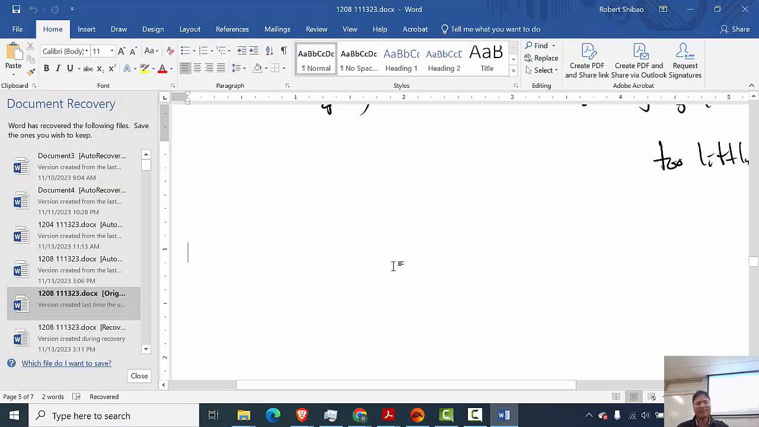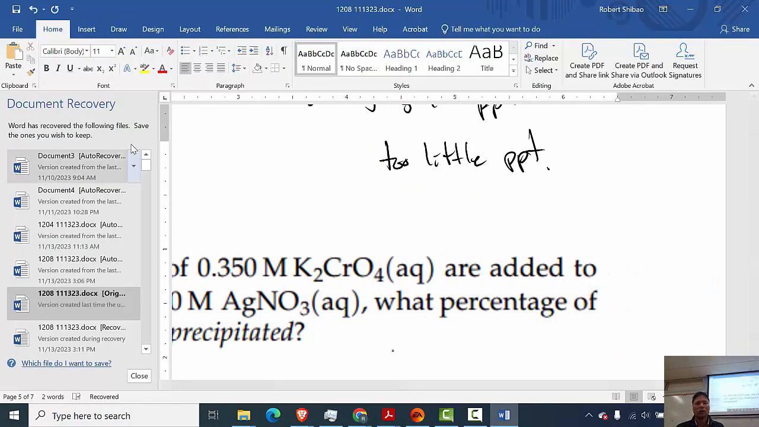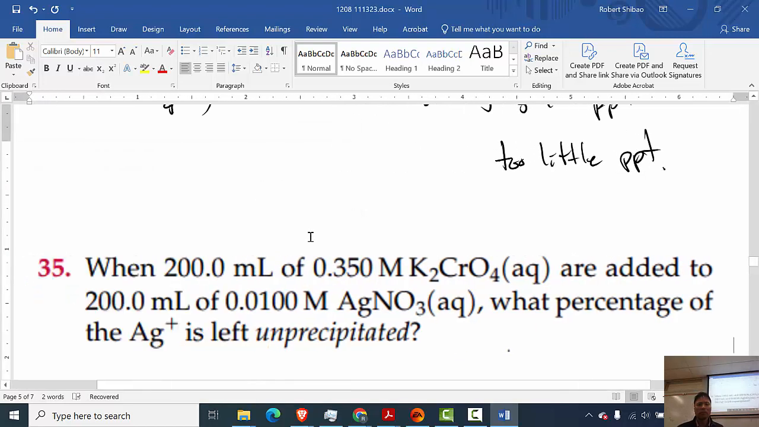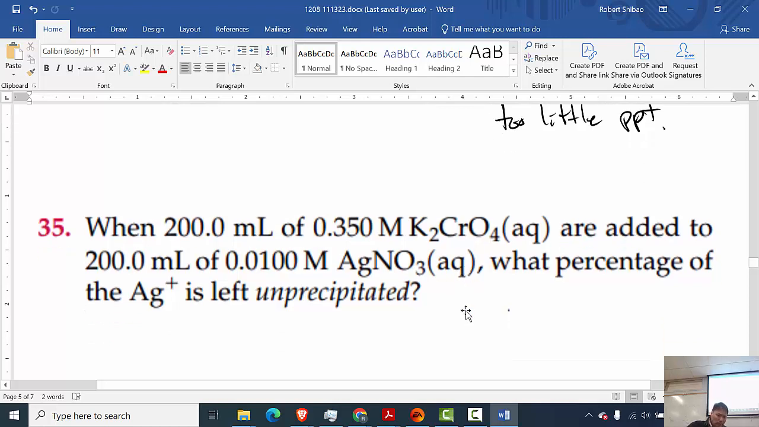So in this particular problem, we want to figure out how much precipitated, or how much is left unprecipitated. So when 200.0 milliliters of 0.350 molar potassium chromate are added to 200 milliliters of 0.100 molar silver nitrate, what percentage of the silver ion is left unprecipitated?